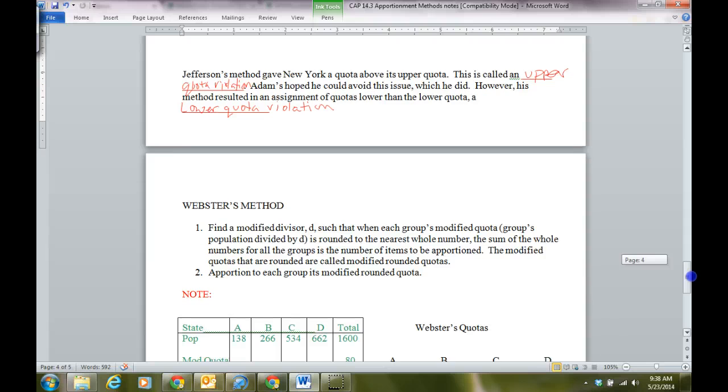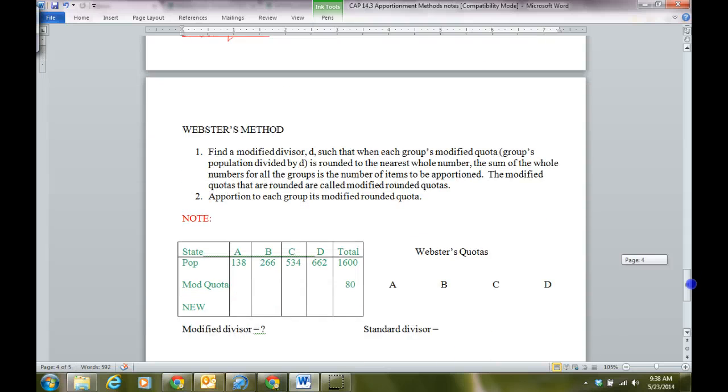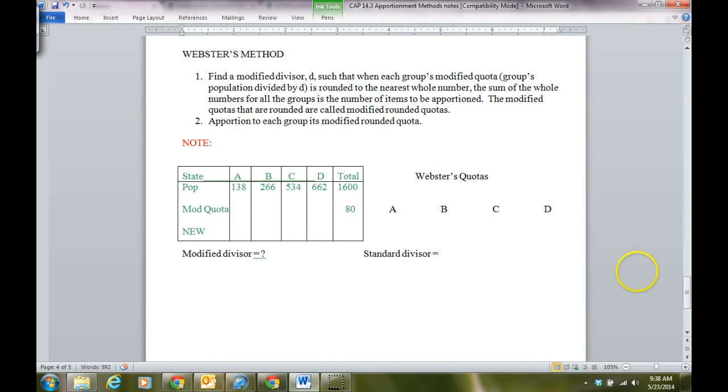So the last one that we need to talk about today is Webster's method. Somebody brought up the question: when we are rounding, why don't we round like we've learned since elementary school? When you're at 0.5 or above, you round up, and if you're below that, you round down. Well, Webster does that. He's the only one that rounds normal. The only thing that's different about him is his modified divisor. Once again, it's a trial and error, a guess and check.